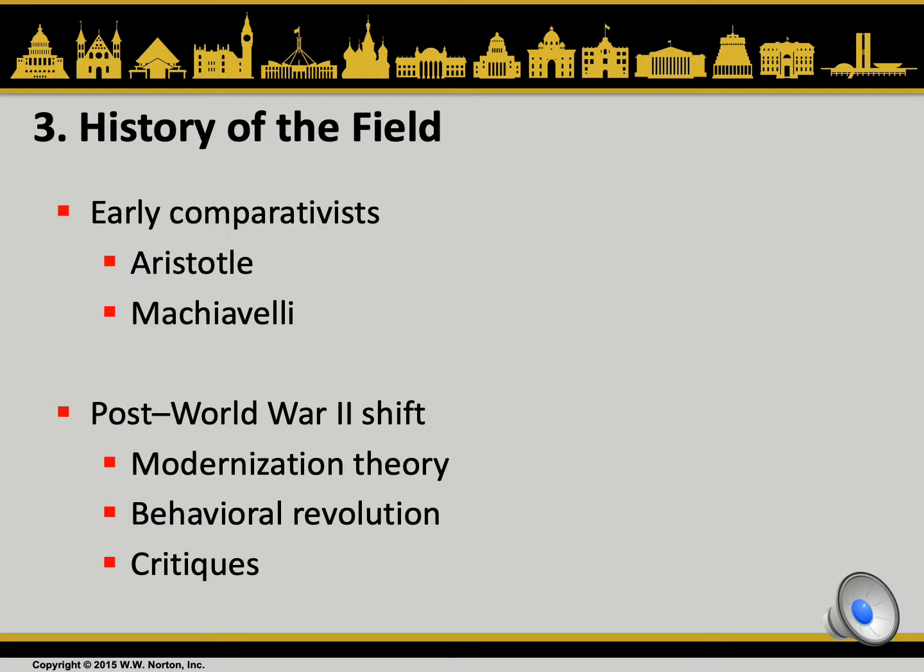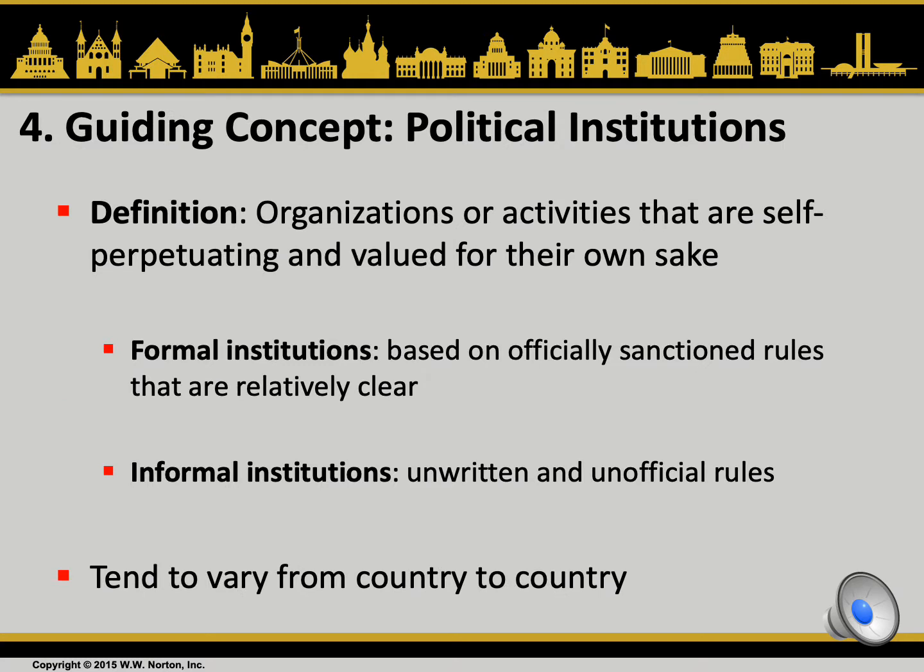O'Neill offers a pretty interesting history of comparative politics, and it is just that. It's interesting. Some of the earlier comparativists are listed here, and probably the more important takeaway is what's going on in the more modern era: modernization theory, which is generally democratization, the behavioral revolution, and then critiques on the field in general are offered by O'Neill in his first chapter.